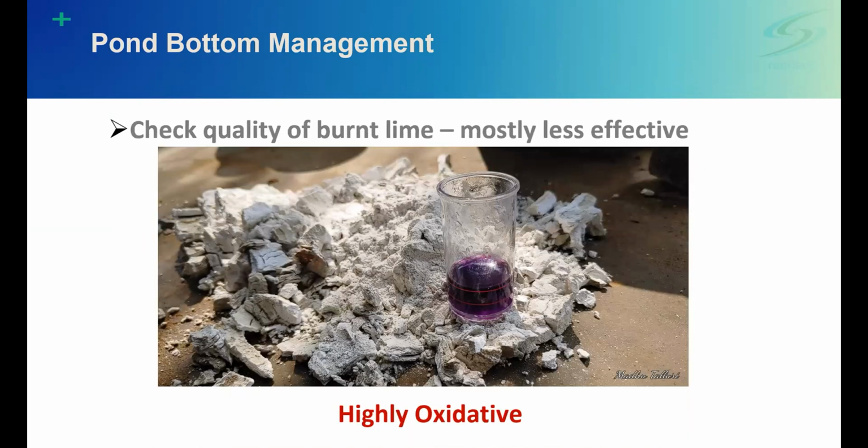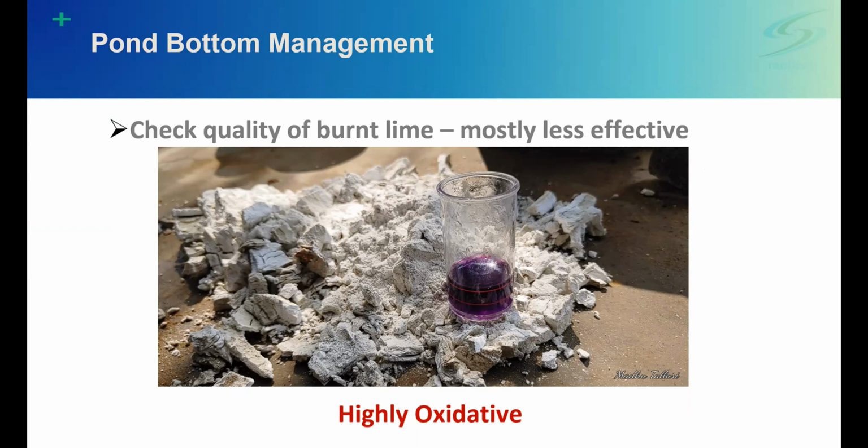So check the quality of burnt lime. This is very, very important. You have to check before you use it or just buy it from the yard. This is the most important thing you can do. Just take a pH kit with you and check whether it is crossing 10.2 or not.